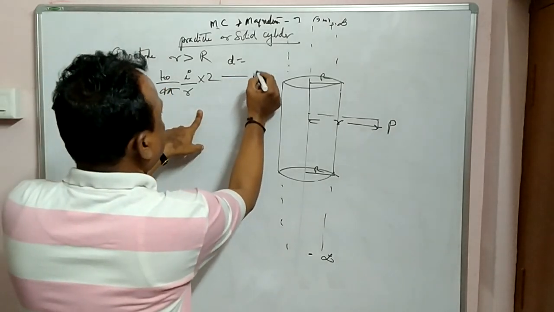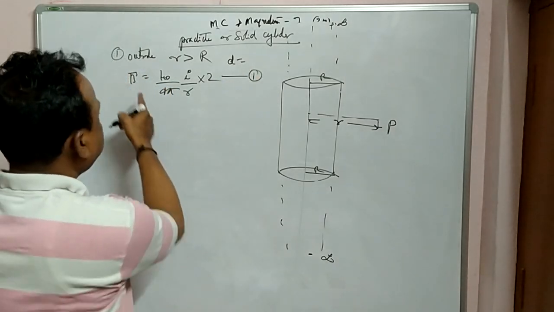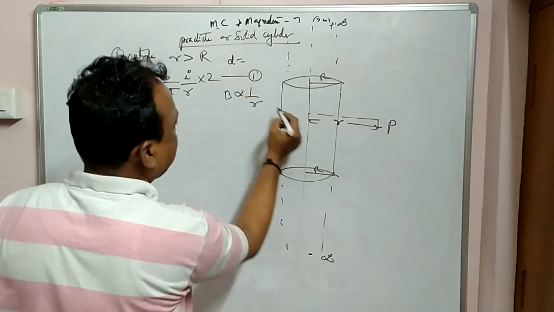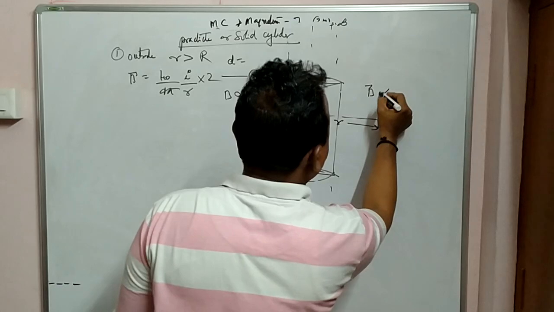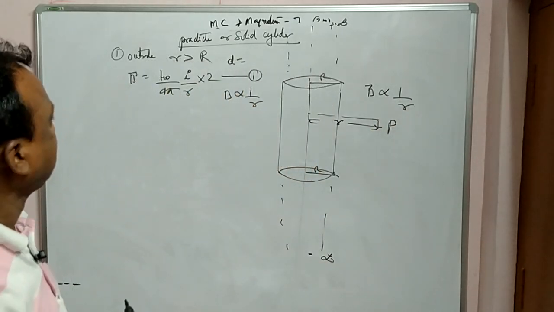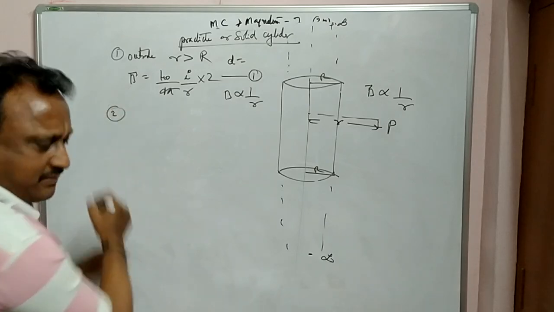This is for the outside case. If you observe carefully, outside, B is inversely proportional to R again. Magnetic field is inversely proportional to R. Okay, outside. Now let us go to the second one.